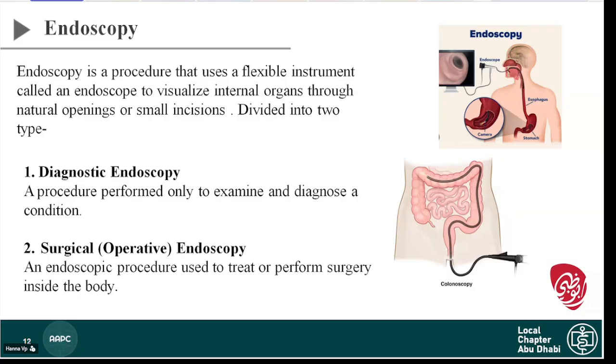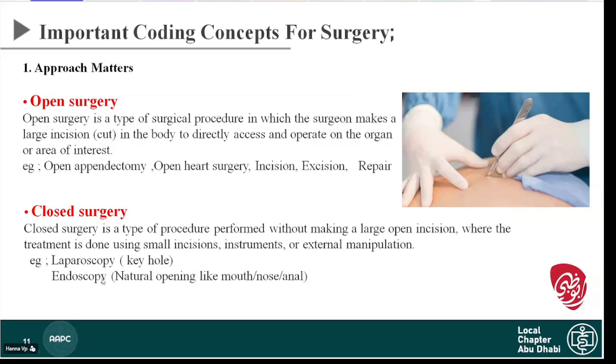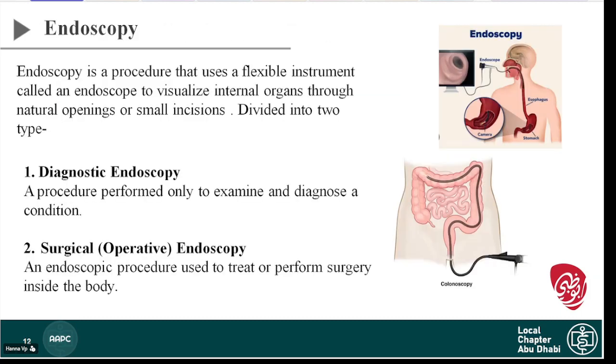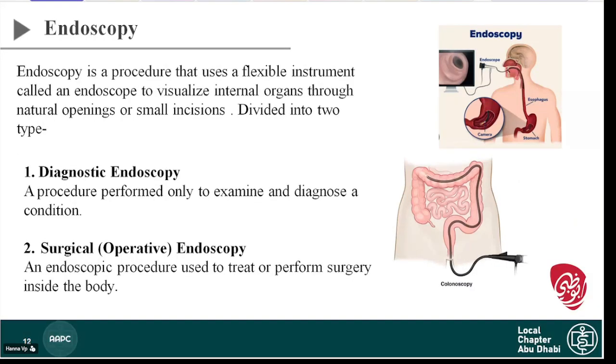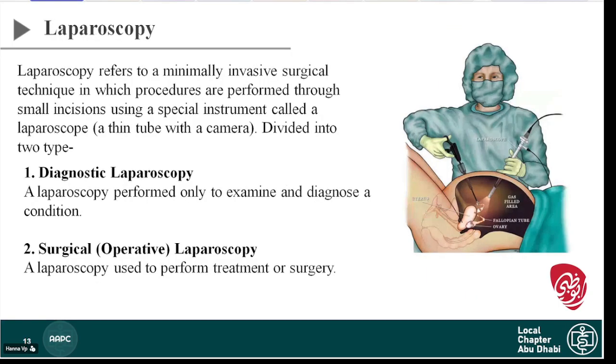So guys, we already discussed one more example, laparoscopy, right? Same like endoscopy, laparoscopy is a closed surgery. So can you see the laparoscopy procedure here? What is the difference between normal endoscopy and laparoscopy? Usually, normal endoscopies we are doing through the natural opening, like nose, mouth, anal region. But what is laparoscopy, guys? This we can call keyhole surgery.